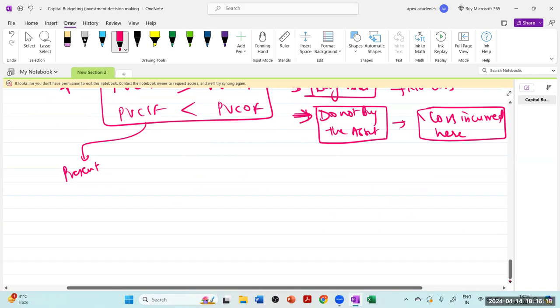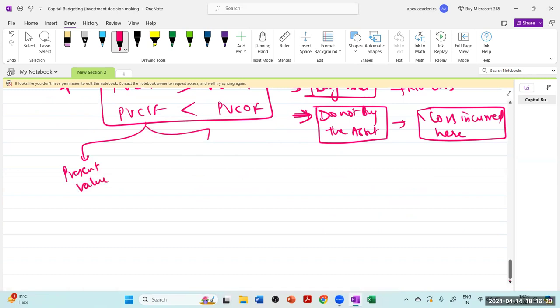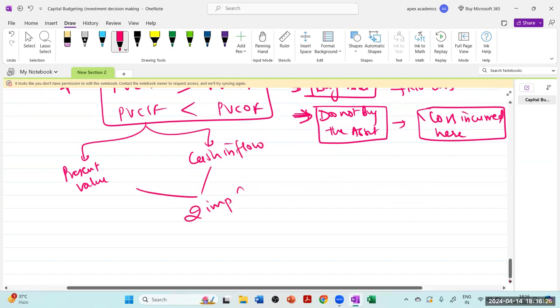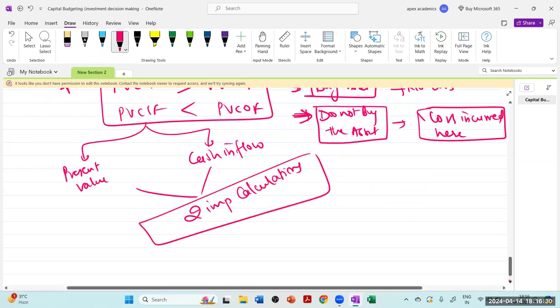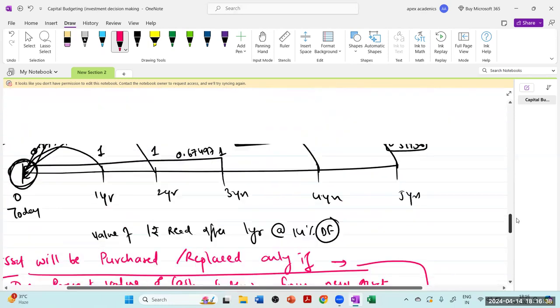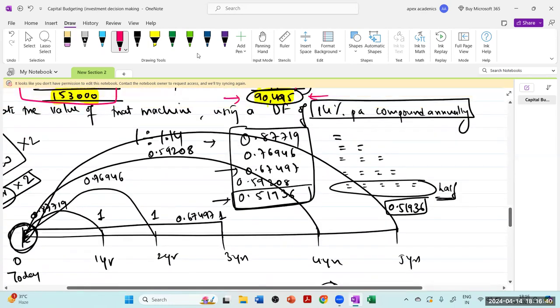Here these calculations entail two things. First, you have to calculate present value and you have to calculate cash inflow. These are two important calculations. I want you to keep a note of this. Have we understood what I have said so far? Yes or no? Yes? Okay.